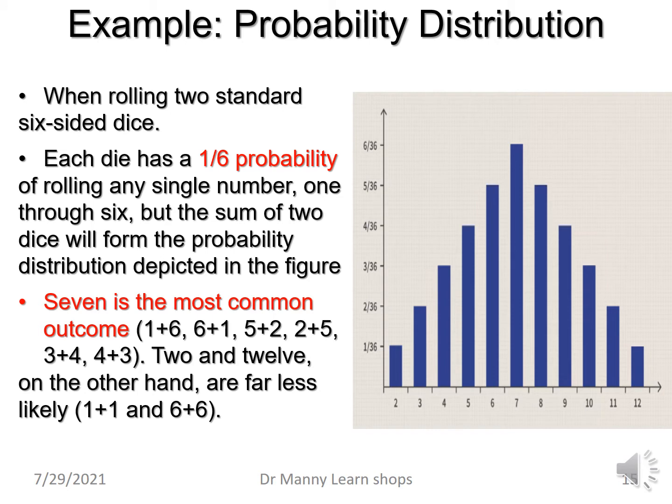An example of a probability distribution is when rolling 2 standard 6-sided dice. Each die has a 1/6 probability of rolling a single number, 1 through 6, but the sum of the 2 dice will form the probability distribution depicted in the figure. 7 is the most common outcome: 1 plus 6, 6 plus 1, 5 plus 2, 2 plus 5, 3 plus 4, 4 plus 3. 2 and 12, on the other hand, are far less likely to occur: 1 plus 1 and 6 plus 6.